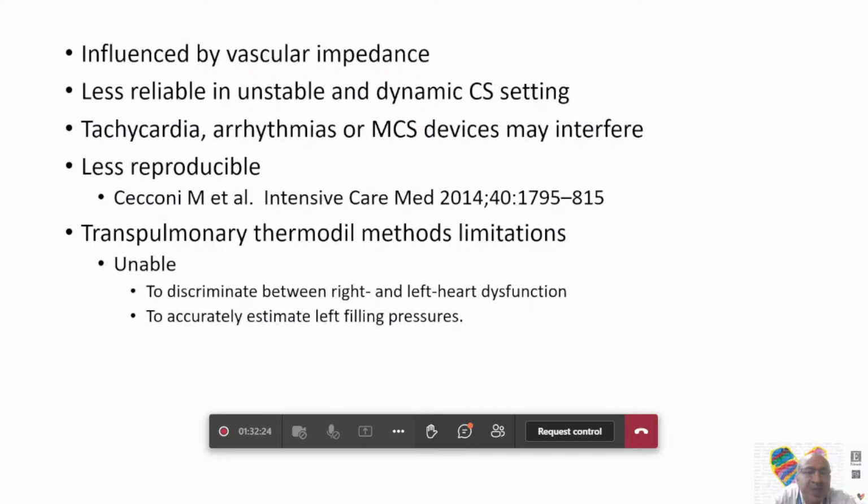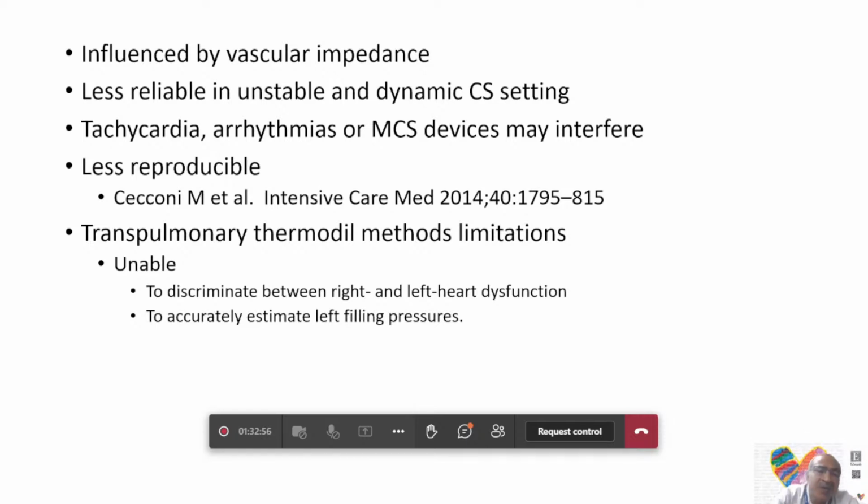The only thing we estimate is cardiac output, and the cardiac output estimation is influenced by vascular impedance. It is less reliable in the unstable and dynamic setting of cardiogenic shock. Tachycardia, arrhythmias, and even mechanical circulatory devices may interfere. They are less reproducible. And transpulmonary thermodilution methods, in any case, will not allow us to discriminate between right and left heart dysfunction. They will also not allow us to estimate the left filling pressure.